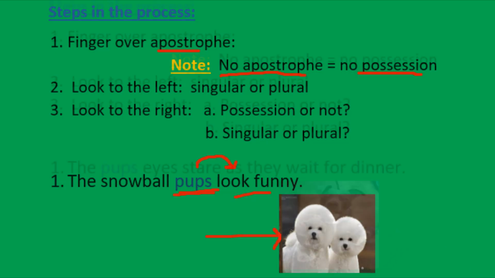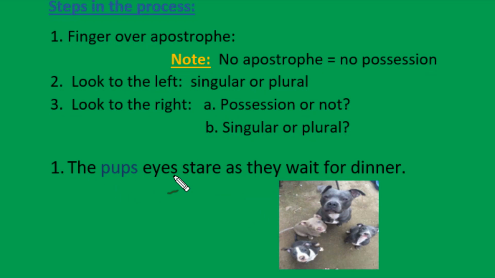Let's look at the next example. In this sentence, we have the pup's eyes stare as they wait for dinner. We have a quick look at the photo. We see that we have 4 pups. So we know that the word in question with the S has to be plural. Here we have eyes, and here we have pups. So let's start here. We are going out of order. We're looking to the right first. Do eyes own or possess stare? No, no possession here, so we don't need an apostrophe S here.